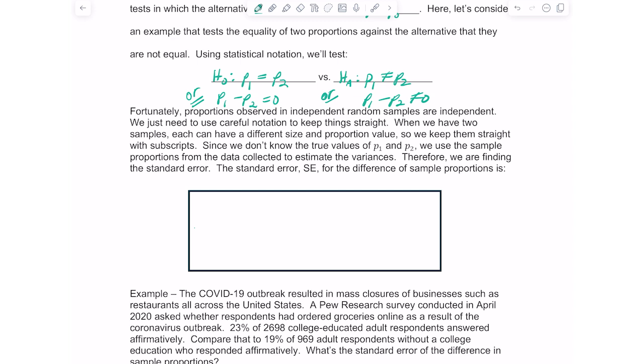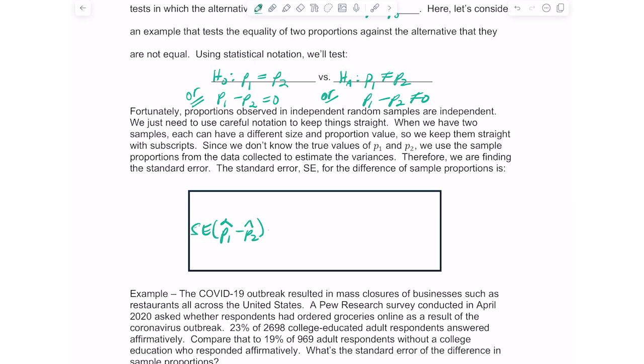Since we don't know the true values of both populations, and we rarely will, we're going to use sample proportions from the data collected to estimate the variances. Therefore, we are finding the standard error. We've talked about this before. Here the formula changes a little bit. The standard error, or SE, for the difference of sample proportions is notated like this: the standard error of p1 minus p2, and I'm going to put hats over them since I don't know the actual population proportion.